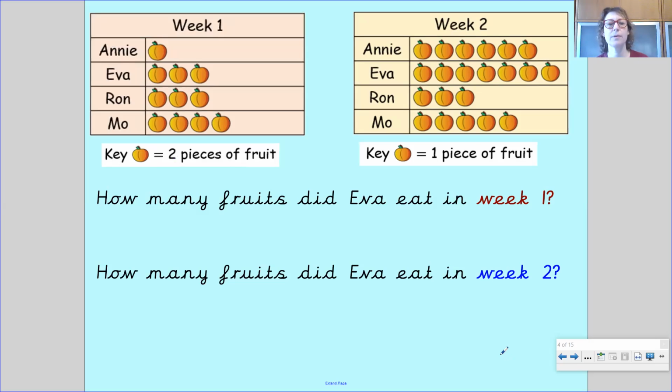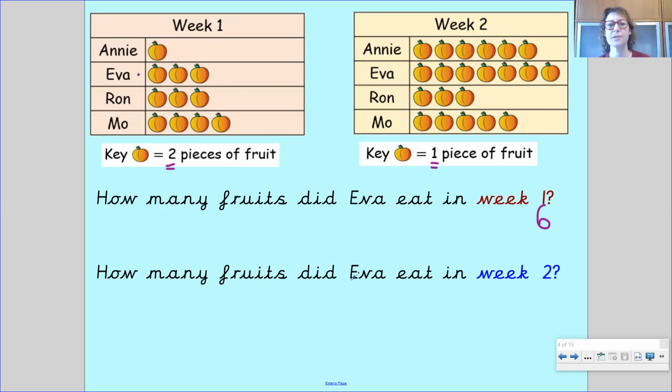Let's try another one. So again, just checking our key, this one is still 2 pieces and this one is 1 piece. So we are counting in ones here and in twos here. How many fruits did Eva eat in week 1? So we're going to week 1, we're going to Eva, and we are counting in twos. So 2, 4, 6.